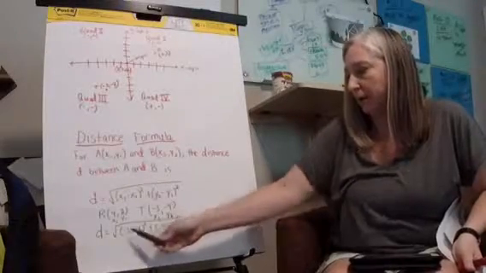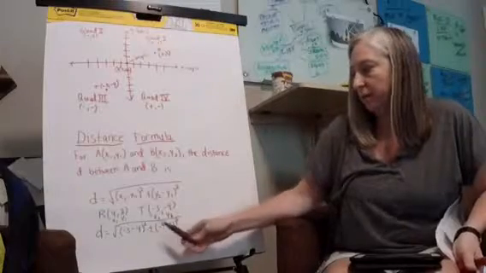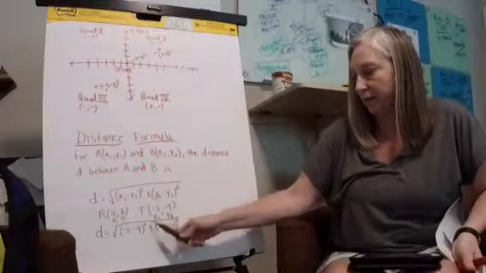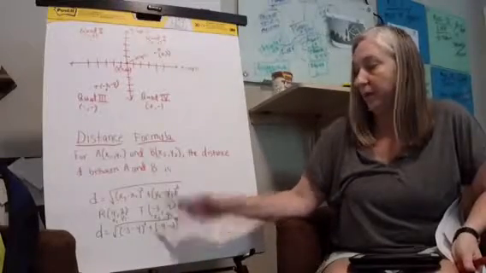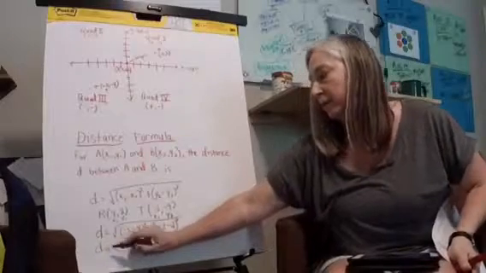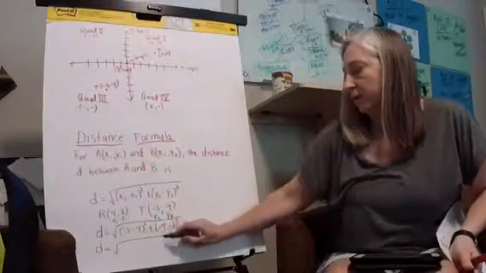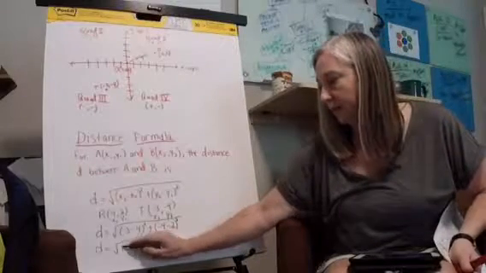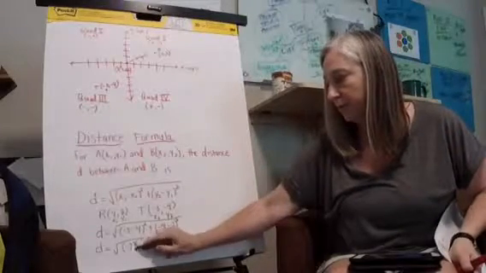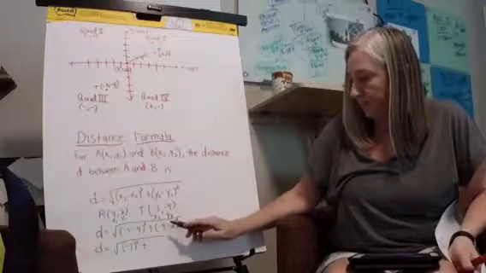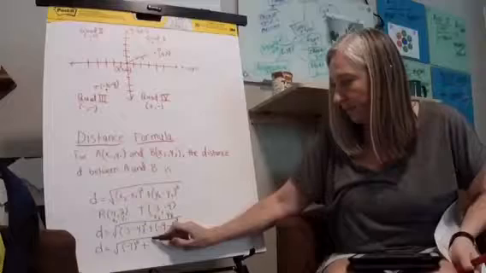So I'm just plugging in x2 minus x1 plus y2 minus y1. And those I'm going to subtract and then square. Then I'll add them together and see what I can do to simplify. So -3 minus 4 will be -7 squared. And -4 minus 2 will be -6 squared.